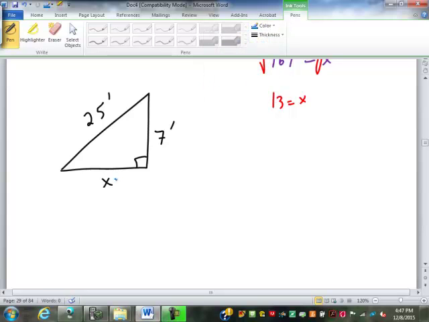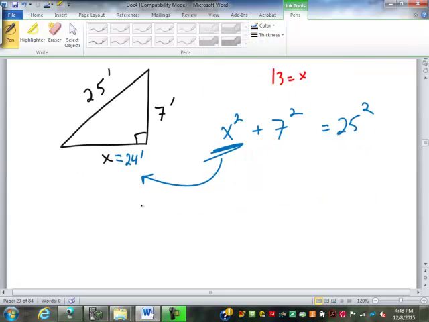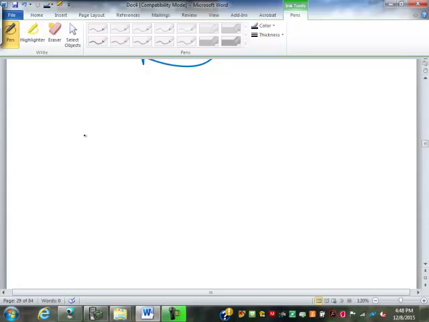What'd you get for x? 24. Very good. X and 7 are a and b, so it's x squared plus 7 squared equals 25 squared. We figured out x is 24. Let's do this.